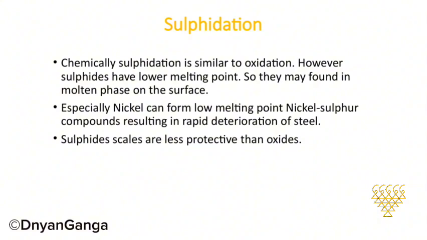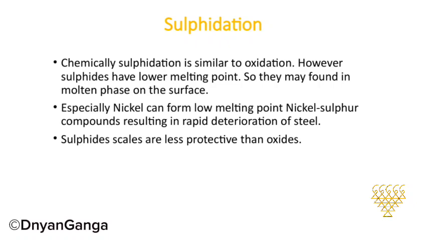However, a key difference is that sulfides tend to have lower melting points compared to oxides. This means that, under high-temperature conditions, sulfides can actually be found in a molten phase on the surface of the material. This is particularly important when we look at nickel, because it can form low melting point nickel-sulfur compounds. These compounds can cause rapid deterioration of steel, which is a major concern in many industrial applications.